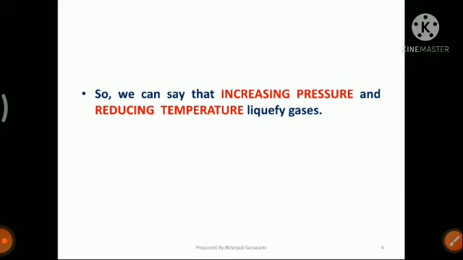If any question is asked in your exam, such as suggest two methods by which we can liquefy a gas, the answer is: number one, increasing pressure, and number two, reducing temperature.